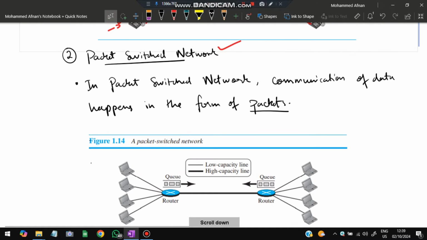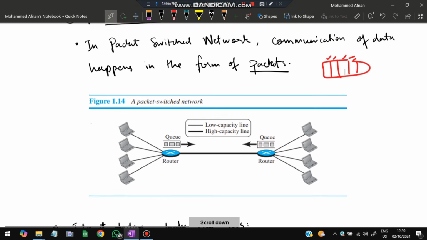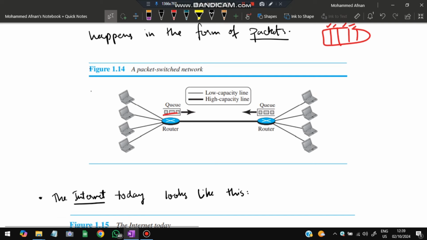Next we have the packet switch network, in which the data transfer happens in the form of packets. We'll divide the whole data into different packets and transfer the packets one by one. Okay, so the packets will be like in a queue, and it will be transferred via a router. This is called a packet switch network.